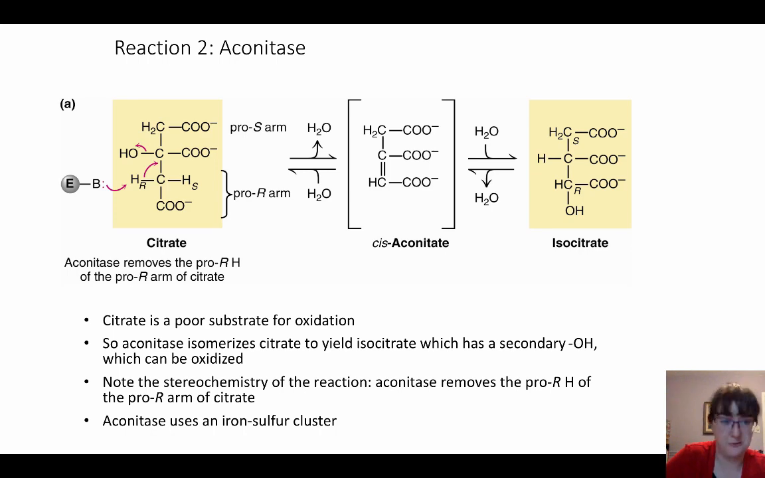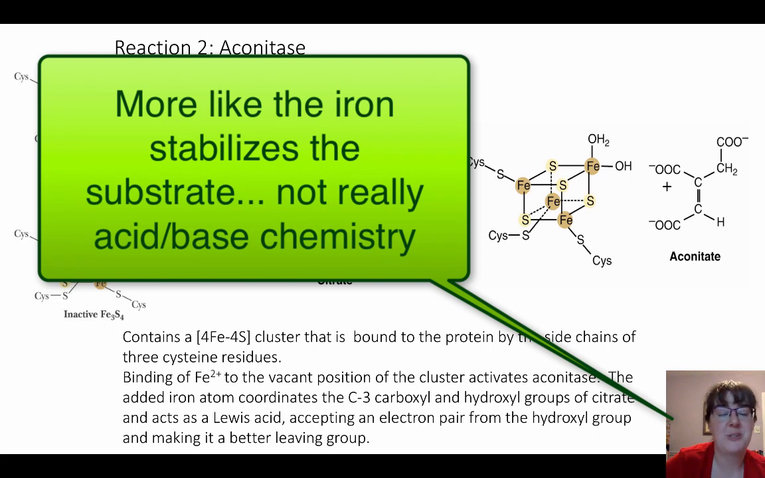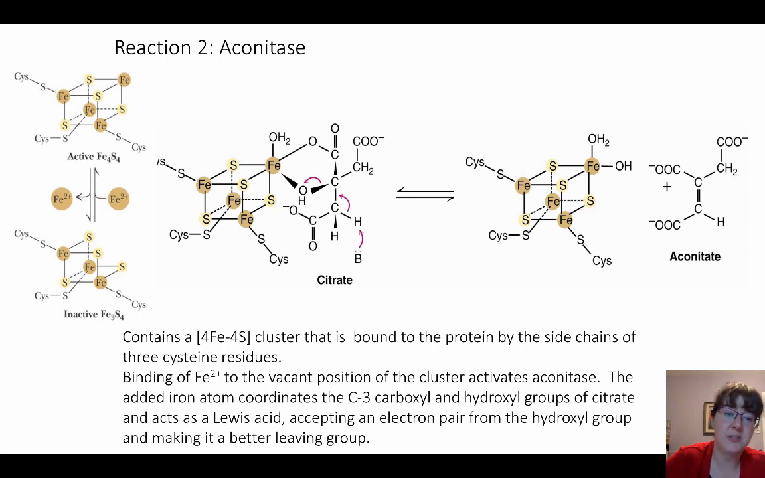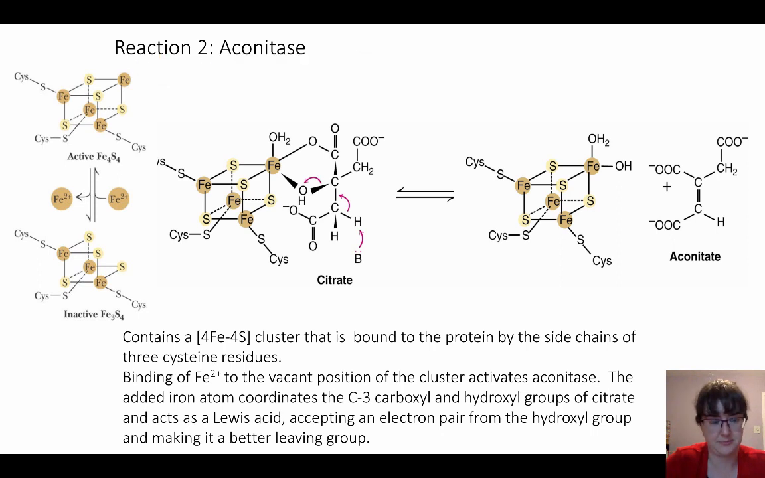Aconitase also uses an iron-sulfur cluster. These I do think are really cool. So iron-sulfur clusters, this one's actually going to help participate in acid-base chemistry. The iron-sulfur cluster is bound to the protein by side chains of 3 cysteine residues. Binding to the iron, the vacant position that's in the cluster is going to activate the aconitase. So 3 of the irons are bound with cysteine, leaving you a 4th iron. And that 4th iron is what's going to actually work on the substrate itself. That iron is going to coordinate the C3 carbon as well as those hydroxyl groups and act as a Lewis acid, accepting an electron pair from the hydroxyl group to make it a better leaving group.